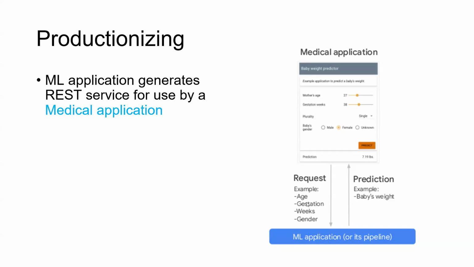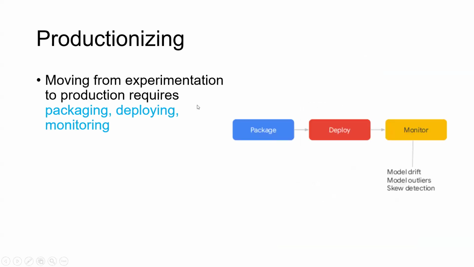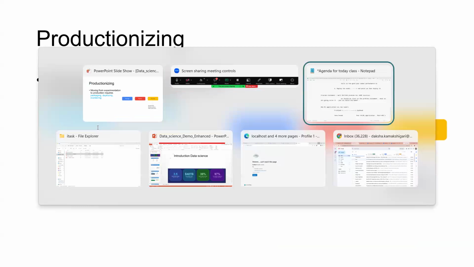Here, the ML application sends the request and the prediction will be your example. We are going to send age, gas station, weeks, and gender. It will predict a prediction. This is the prediction of the application. Package, deploy, and moving the experimentation to production requires packaging and deploying and monitoring. We will touch base here.